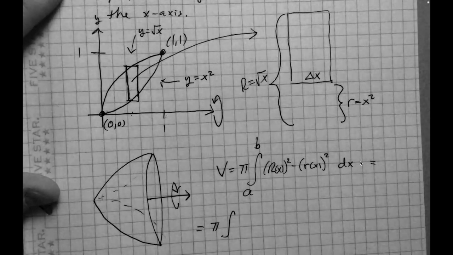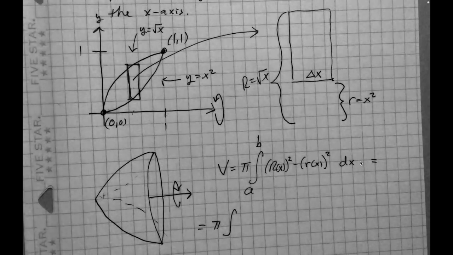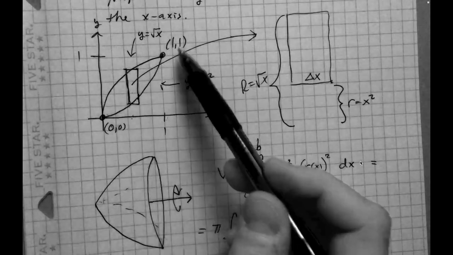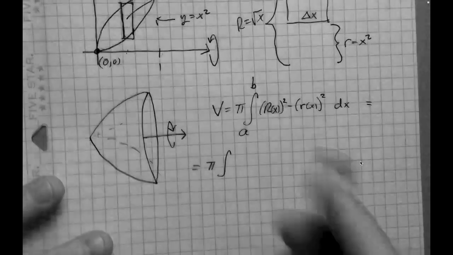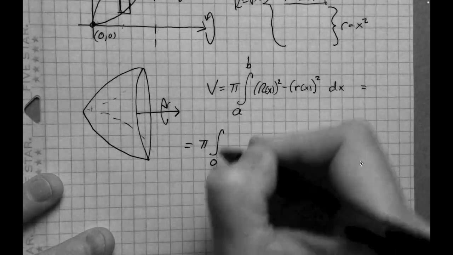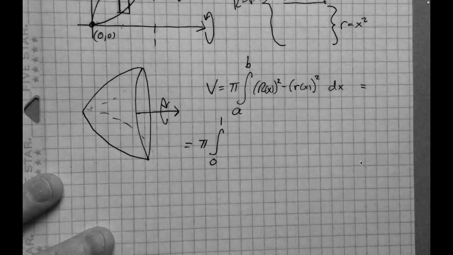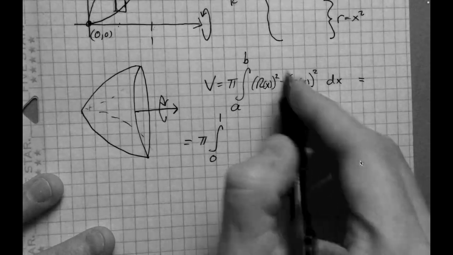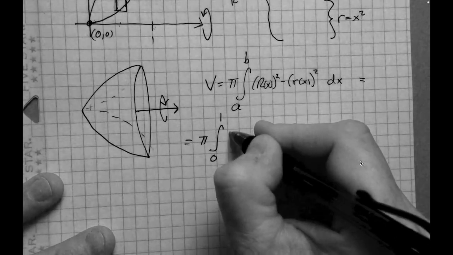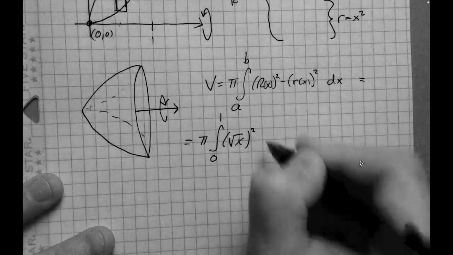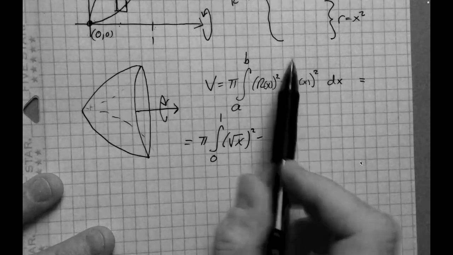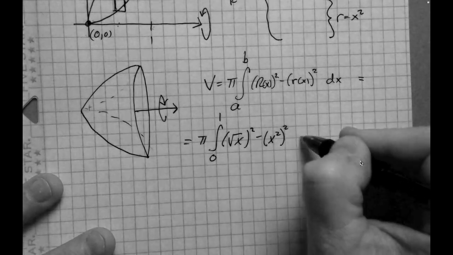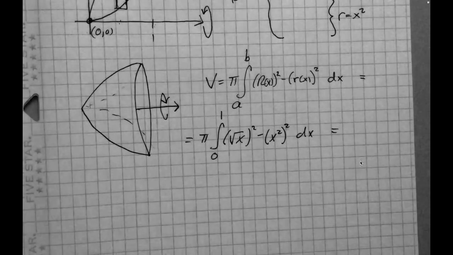As I said, you could set x squared equal to the square root of x, and you'd find out that the two intersections are 0 and 1. So our integral is going to go from 0 up to 1 along the x-axis. The outer function is the square root of x, so we've got the square root of x squared, and the inner function is x squared. We've got the inner function squared, and the whole thing is integrated with respect to x.